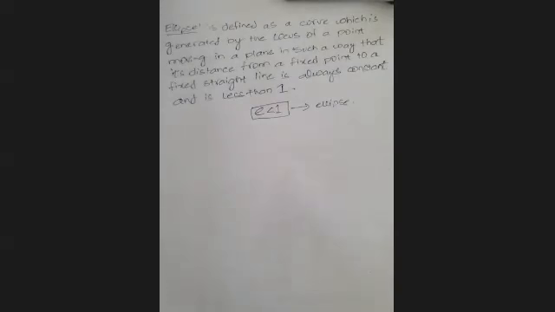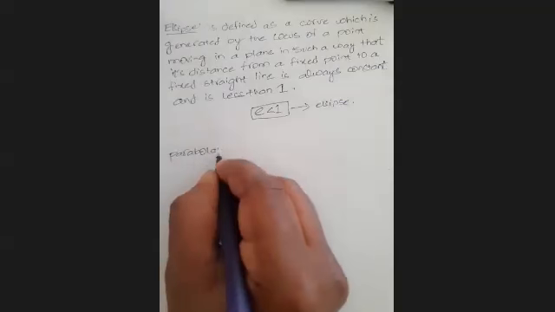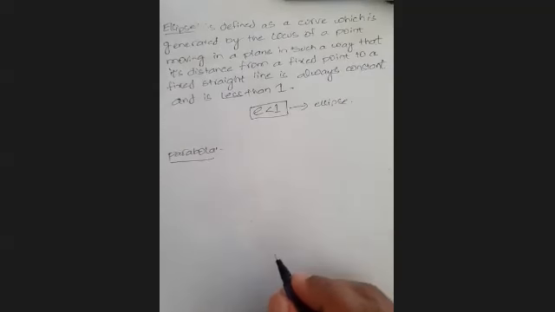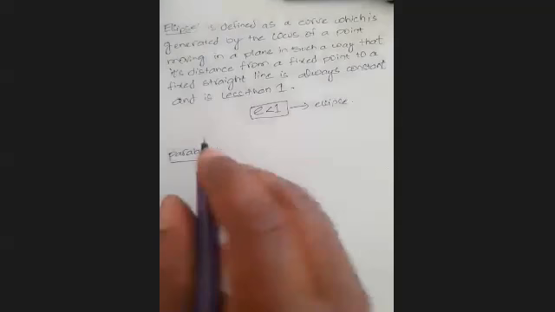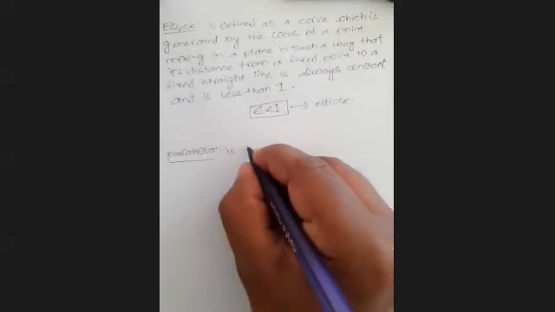I'll read out once again. Ellipse is defined as a curve which is generated by the locus of a point moving in a plane in such a way that its distance from a fixed point to a fixed straight line is always constant and is less than 1. At the end, I have added and is less than 1. Then it becomes ellipse. What is parabola? See, at last I will add 2 to 3 words. Then it becomes parabola. Entire definition is same. I will copy as it is from the previous definition.